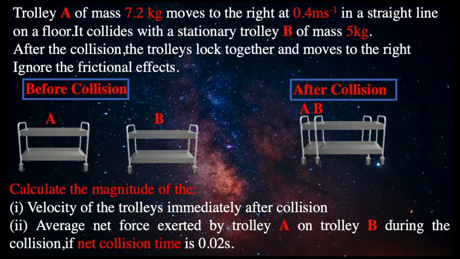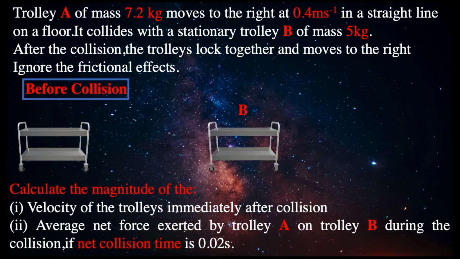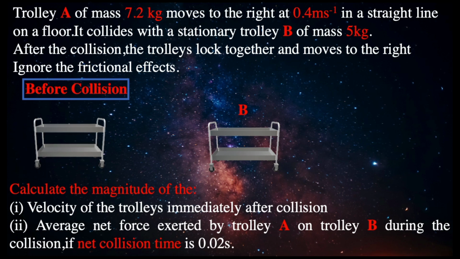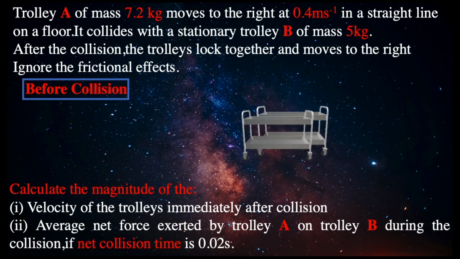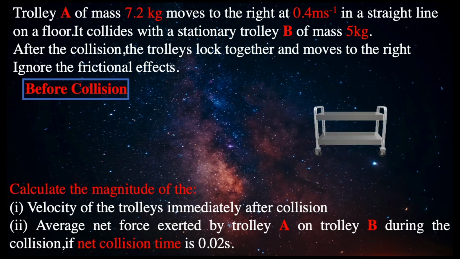So what is happening in this question? We have trolley A and trolley B. Trolley A is going to move and it is going to hit B. After hitting B, the trolleys are going to move together.